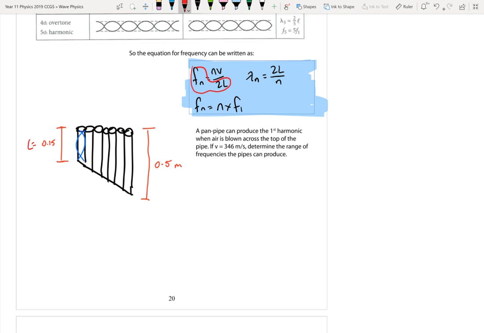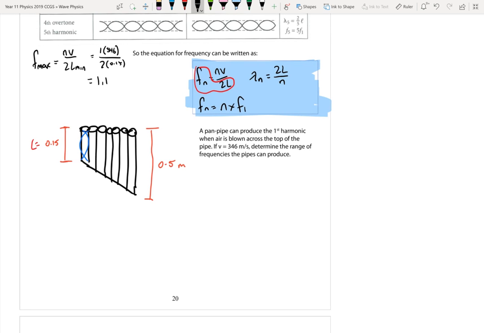So, let's just do f maximum is going to be nv on 2L minimum. Let's just throw everything in. We'll go 1 by 346 over 2 lots of 0.15, and that gives a highest frequency of 1150 Hertz.